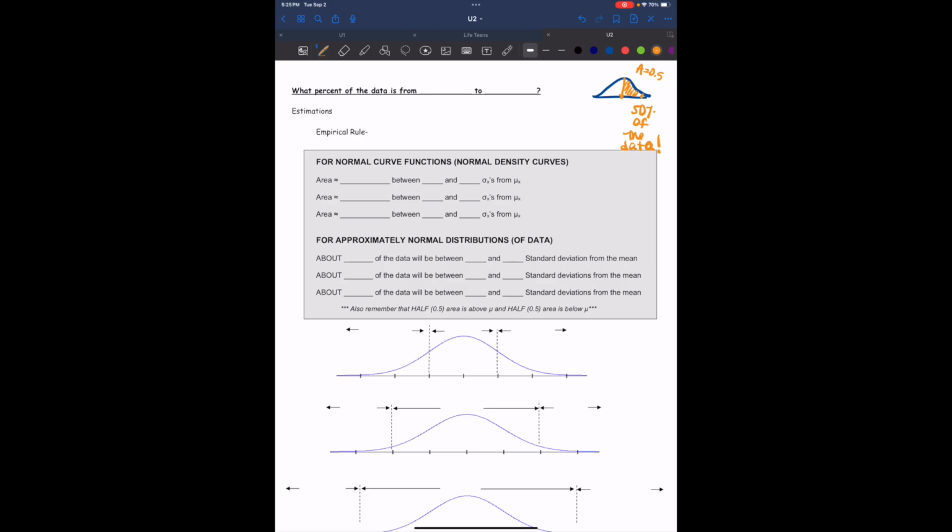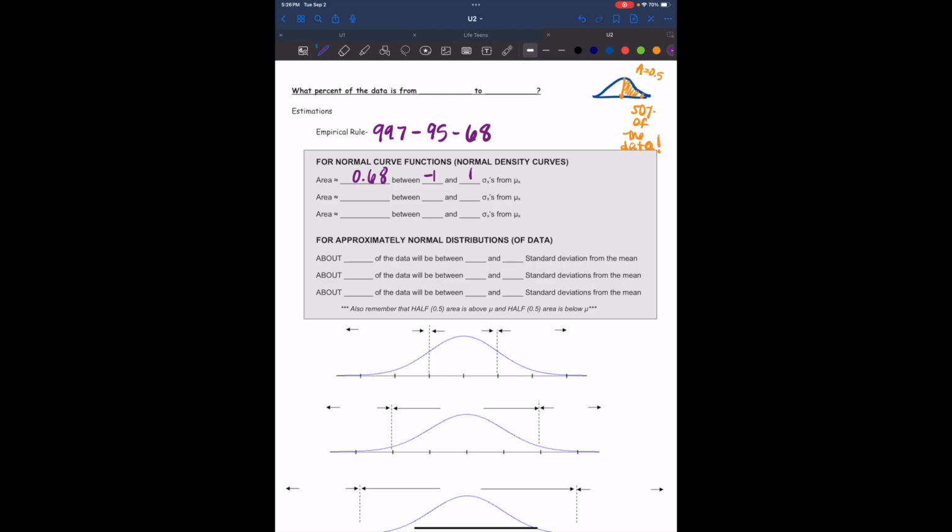So the empirical rule is also named the 99.7, 95, and 68 rule. Just kind of why these numbers are important, and we'll talk about those. So what this is saying, and it only works for normal curves, is that 68% of the area is between -1 and 1 standard deviations from the mean.